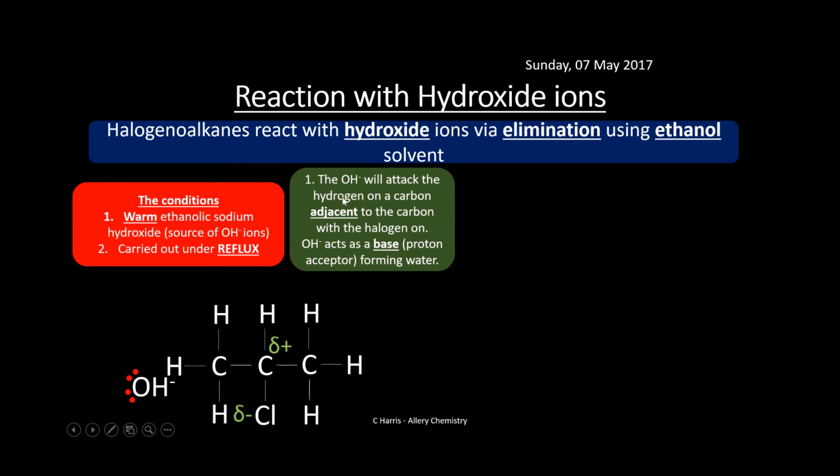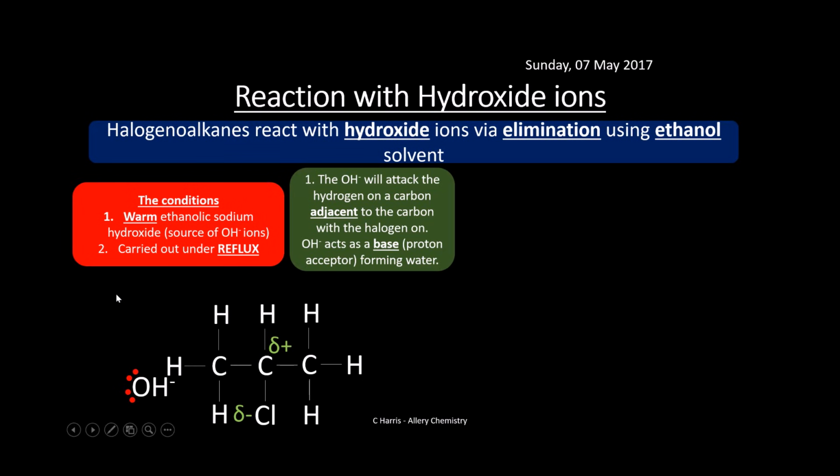Basically the main difference here is the OH- will attack the hydrogen on a carbon adjacent to the carbon with the halogen on. The OH- acts as a base, which is a proton acceptor, forming water. So what doesn't happen, because this is dissolved in ethanol, is we don't get the electrons moving in for the delta positive carbon. Instead, this is going to move in for a hydrogen that's adjacent to the carbon with the chlorine attached to it. So that could be this one or this one.